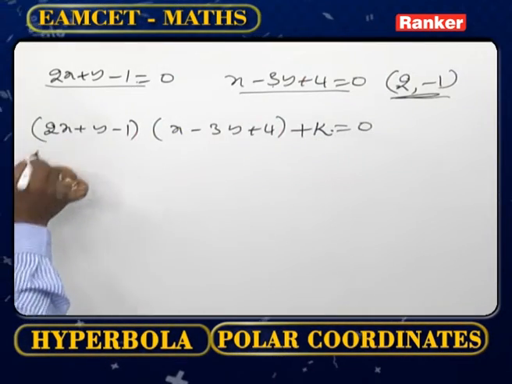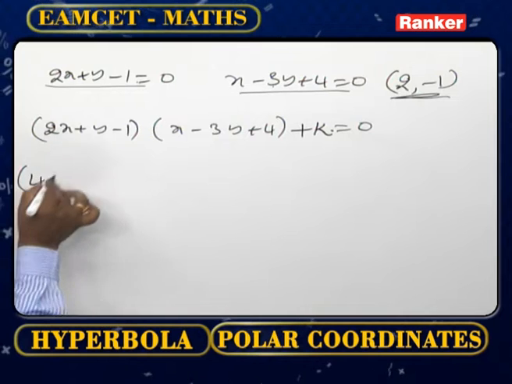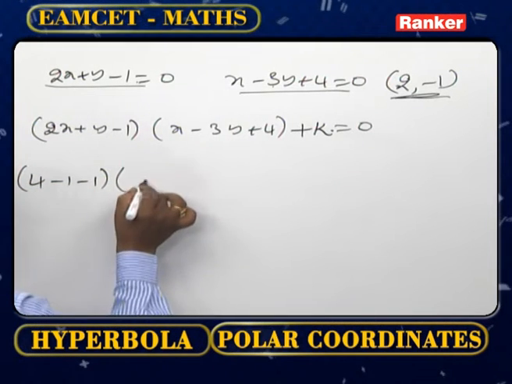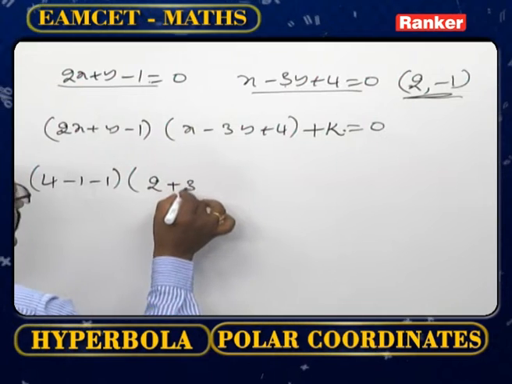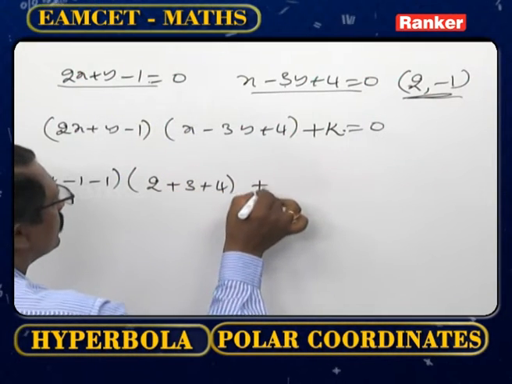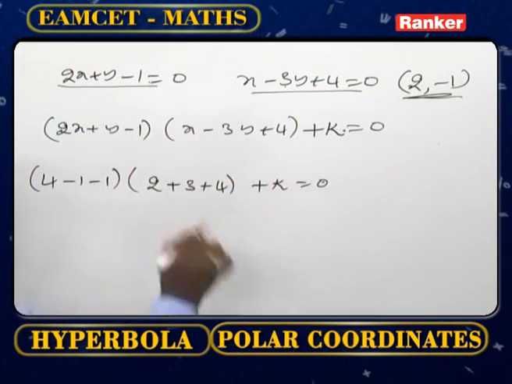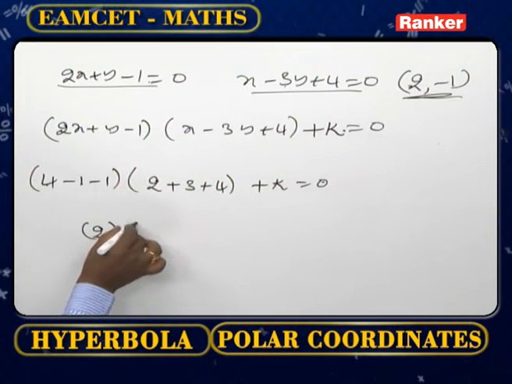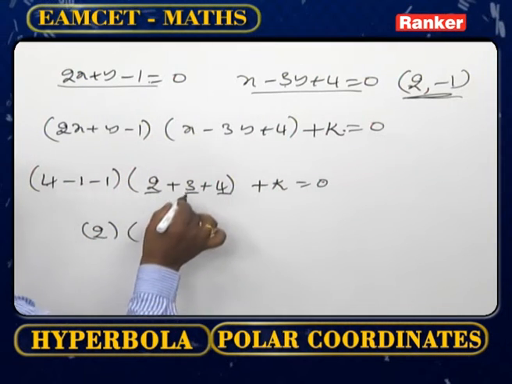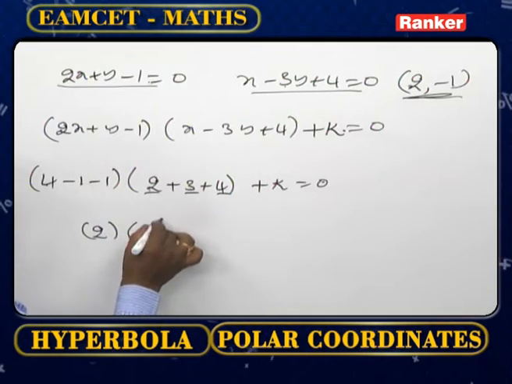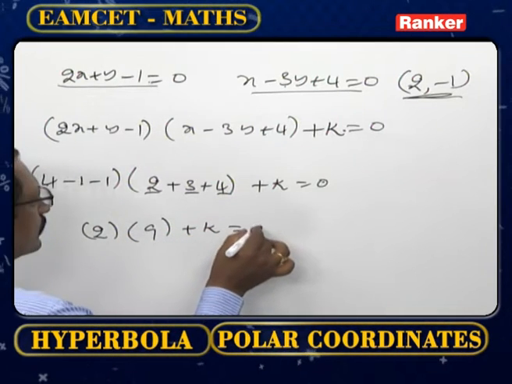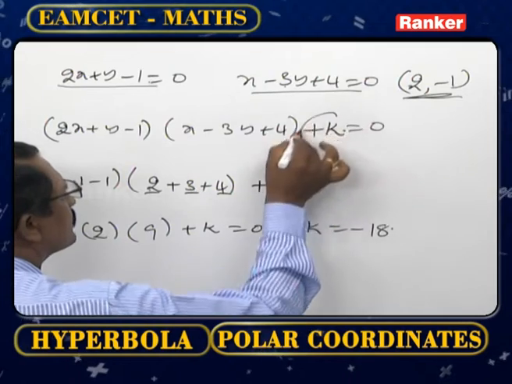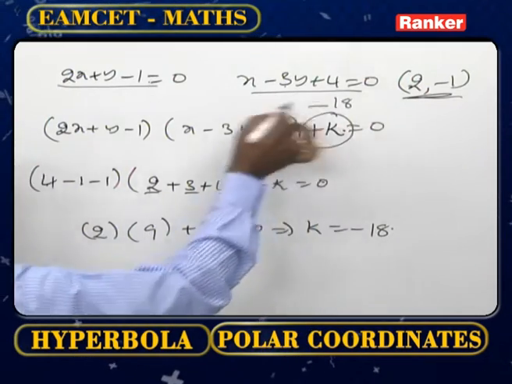Substitute the point (2, -1) in the equation of the hyperbola. In place of x equals 2 and y equals -1, we get (2 - (-1) - 1)(2·2 + (-1) + 4) + k equals 0. That is, 4 - 1 - 1, 2 into 2 plus 3 plus 4, 9 plus k equals 0, which implies k equals -18. Just substitute k equals -18 and simplify.